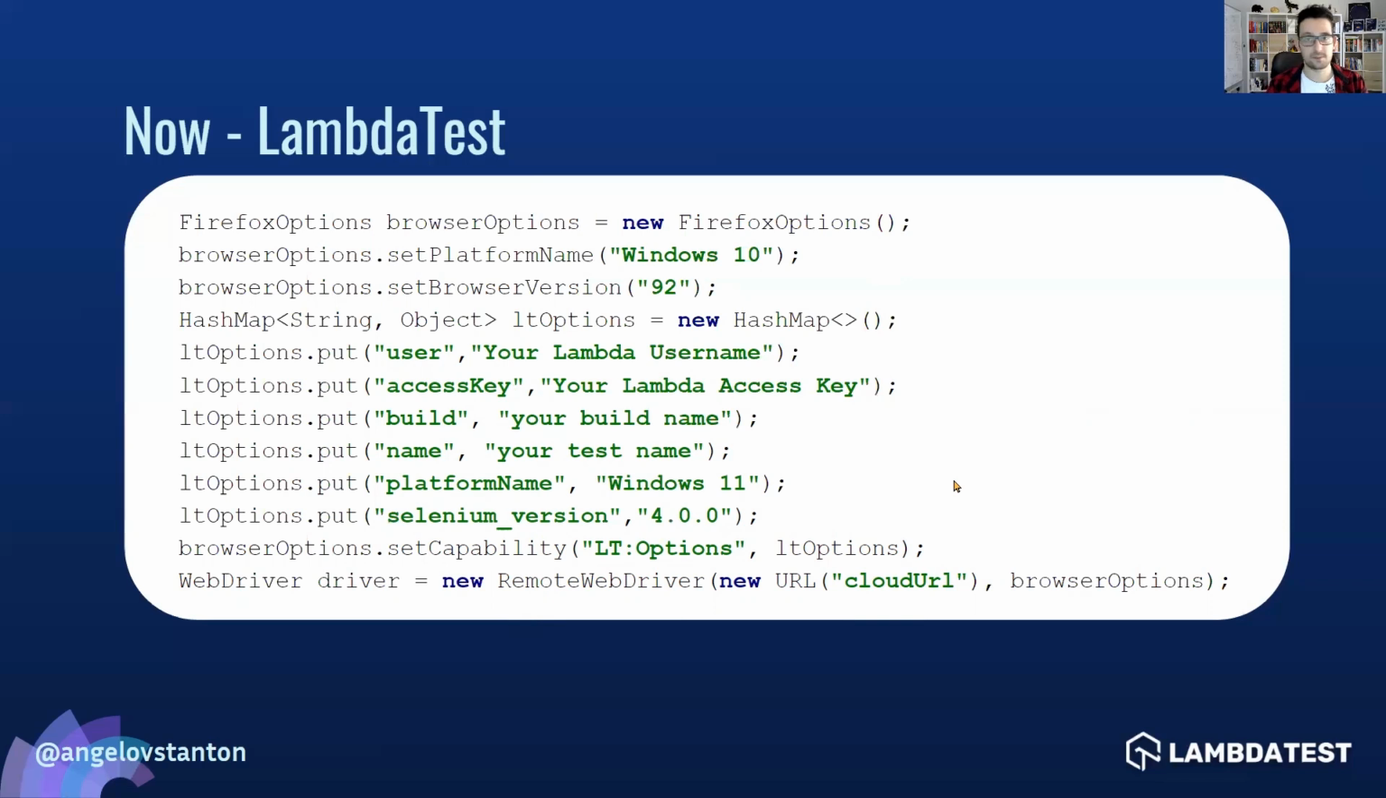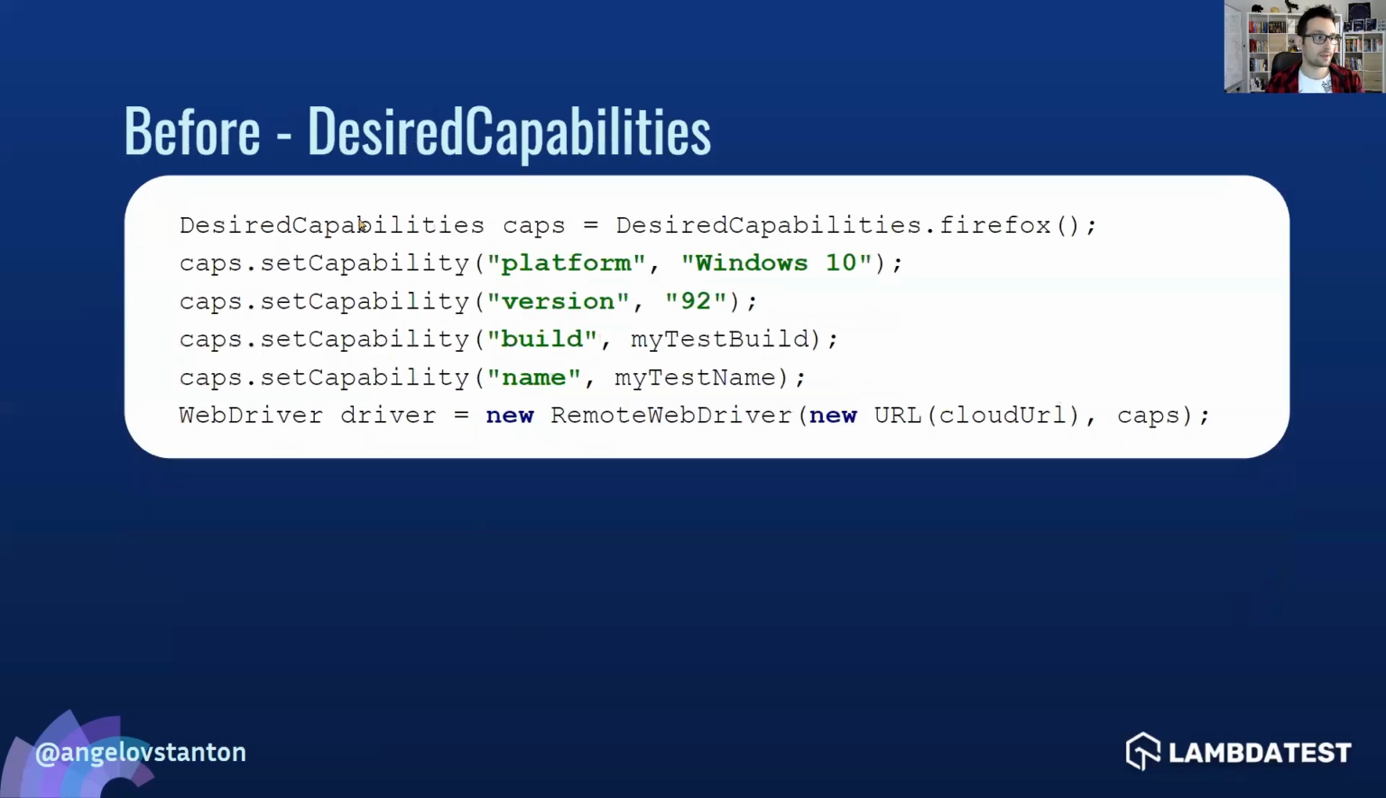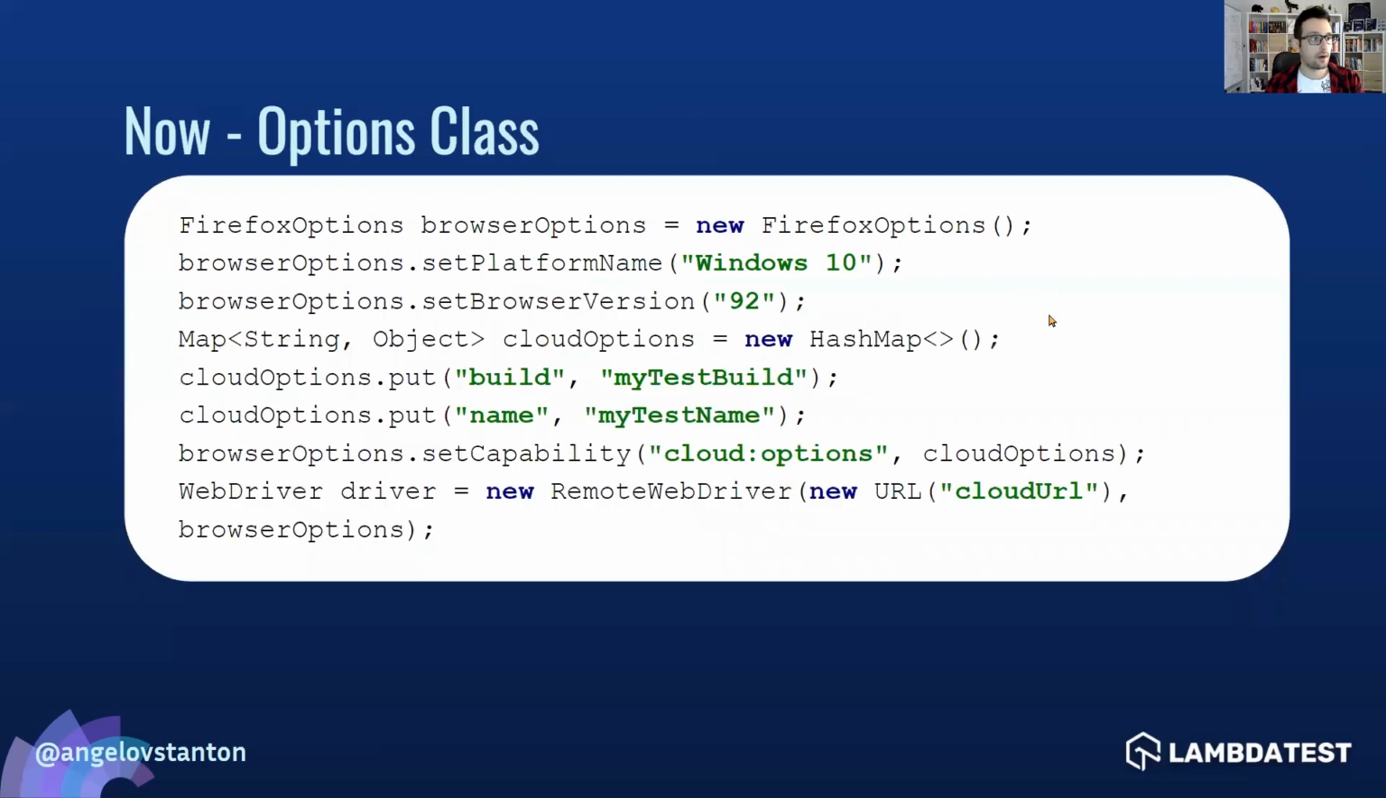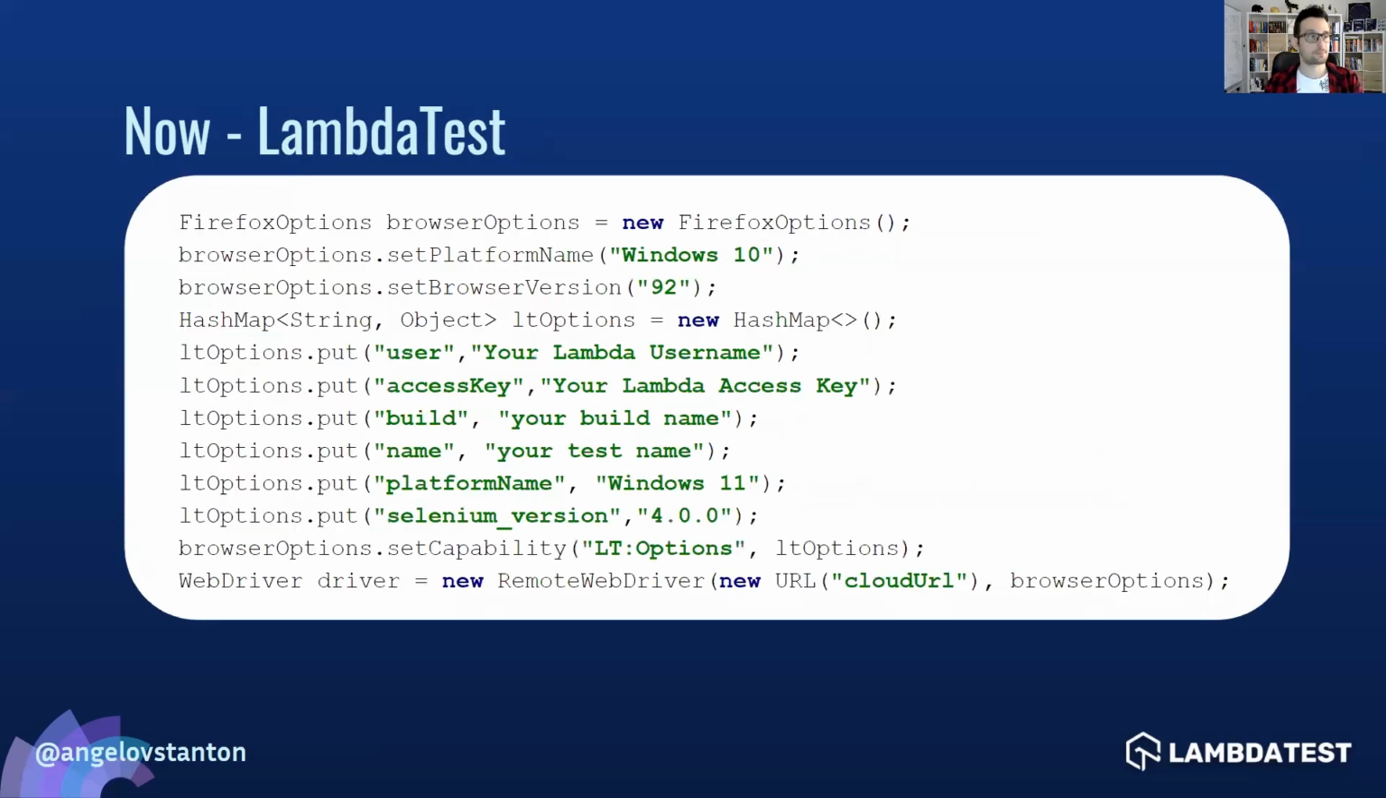Also, a key difference between the two approaches is that before, we used the class DesiredCapabilities, and we initialized it from a method here, Firefox or Chrome. And now we need to use the new options classes, FirefoxOptions and ChromeOptions. We have separate options classes based on the browser. That's a really key difference. And for the compliant capabilities, we have getters like platform name and browser version.